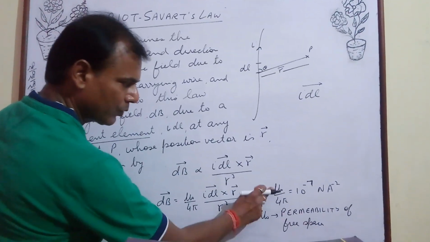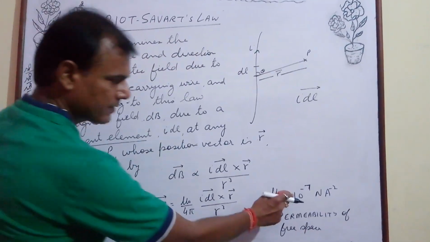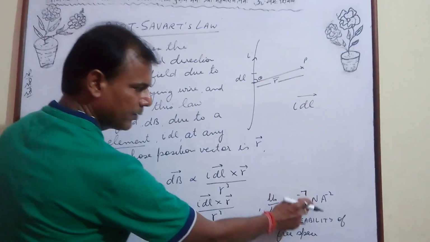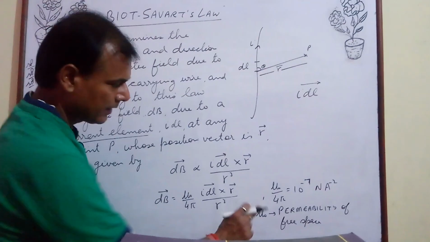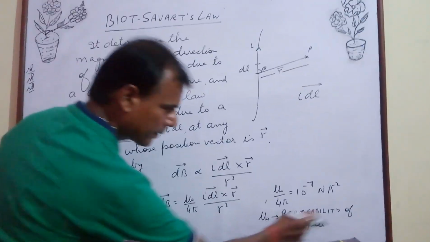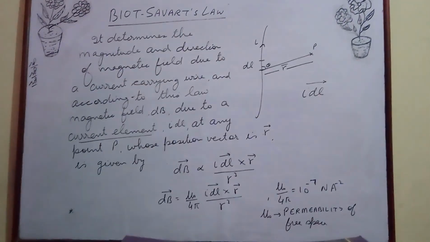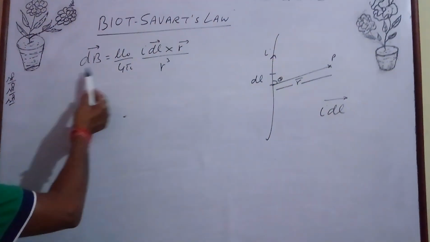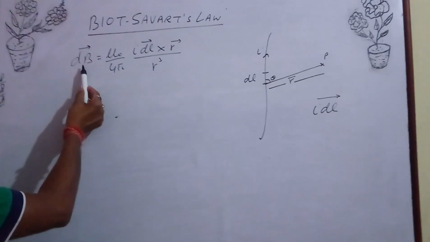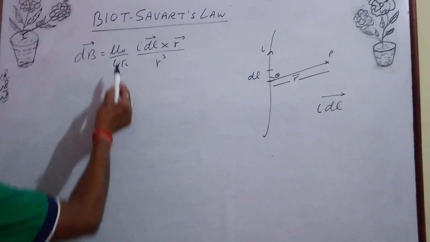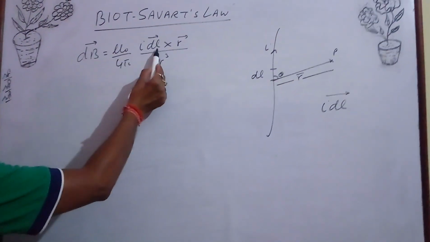The value of mu naught upon 4 pi is 10 to the power minus 7 newton per ampere square. And what is mu naught? It is the permeability of free space. So this is your Biot-Savart law. The small magnetic field due to current element I dl is given by mu naught upon 4 pi, I dl cross r upon r cube.